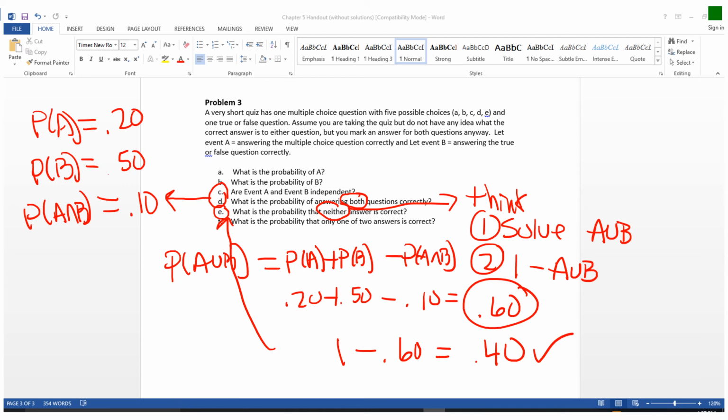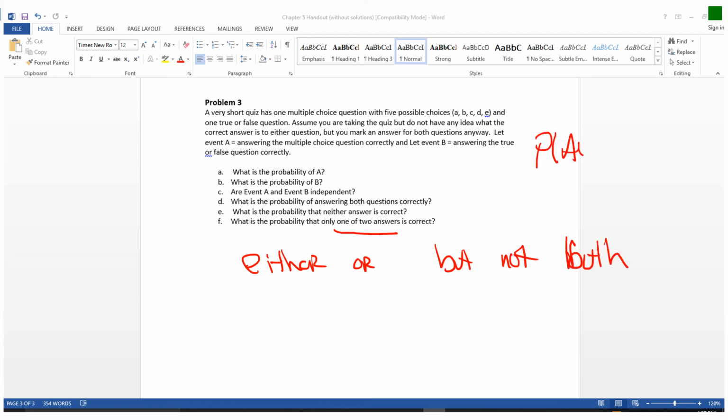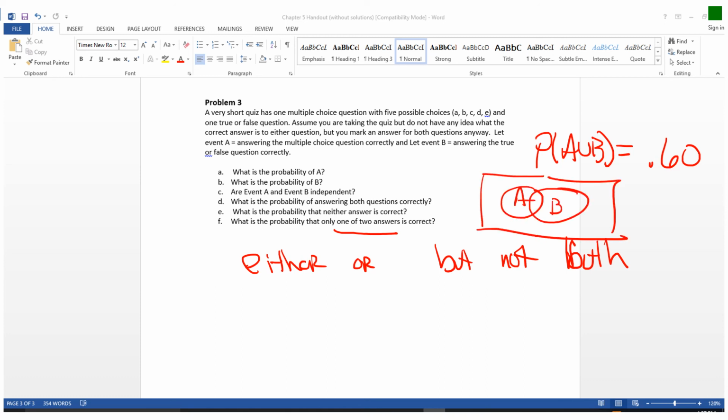Okay, now the last one is a little tricky, so let me just finish it up. It says you want one of two answers correct. That means either or, but not both. Okay, so if I think back, we just solved for the union, and we said the union was actually 60%, right? And if I try to draw my Venn diagram picture, where we've got A and B, remember the probability of the intersection we said was 0.10, right? And remember that the intersection represents the both.